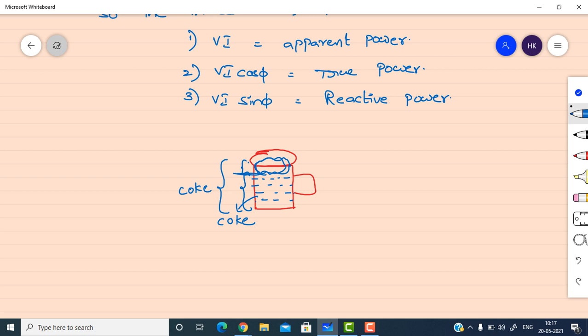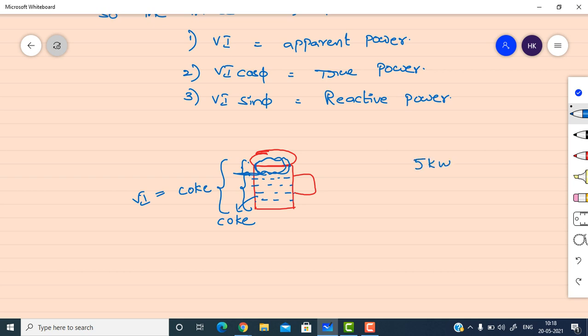In the same way, your total power is VI. In this VI, only some power is used for doing useful work. See, our fan is rotating. Whenever you switch on, the fan is rotating. So what is the power used to rotate that fan? That is called true power. And what about the reactive power? The reactive power is a loss. If you touch the fan, you can sense the heat. And that heat is produced due to the reactive power.